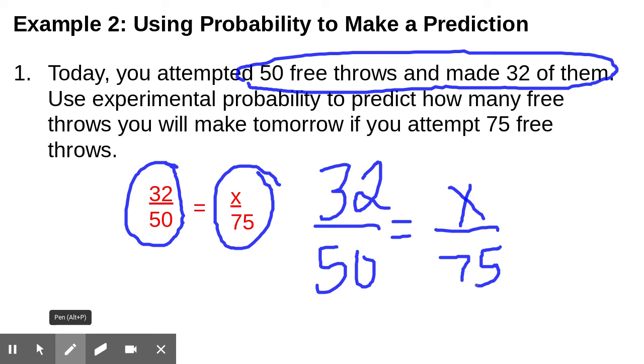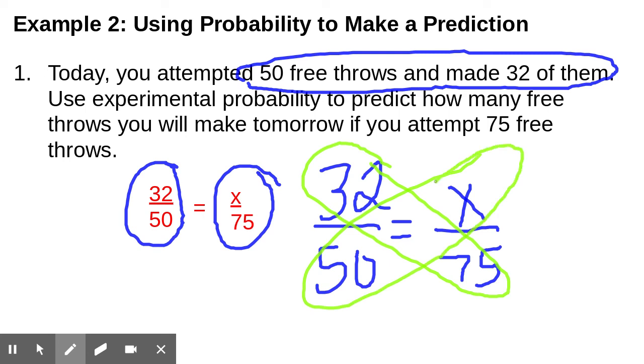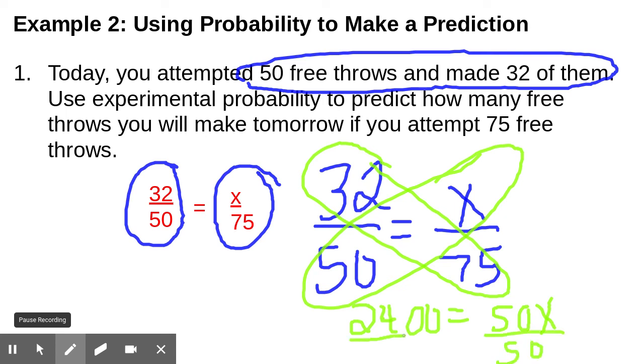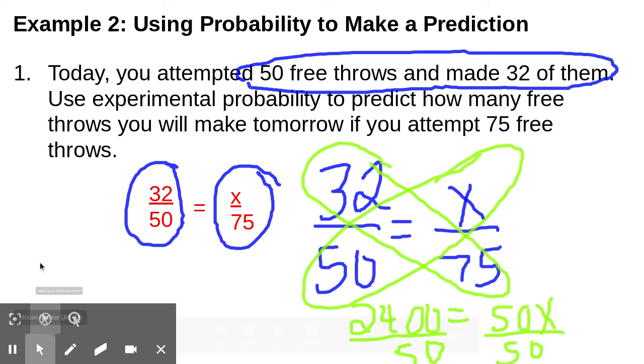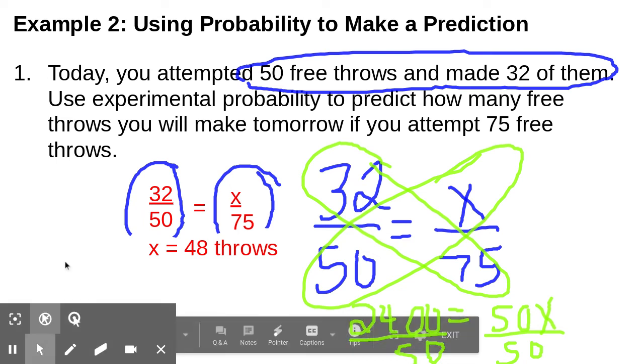Okay, so if you remember, what we taught was breadsticks, the way we taught it. So my first breadstick, I have 32 times 75, and that gives me 2,400. And then 50 times x, which gives me 50x. And to get x by itself, you divide by 50, divide by 50. And what is 2,400 divided by 50? That should give you 48. So let me erase a little bit of this here. So x is 48 throws.